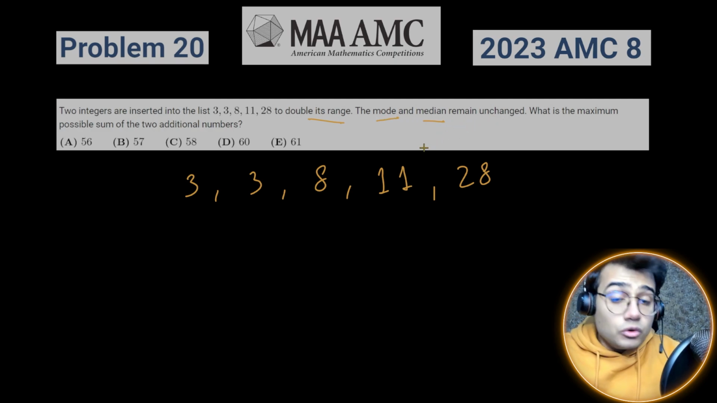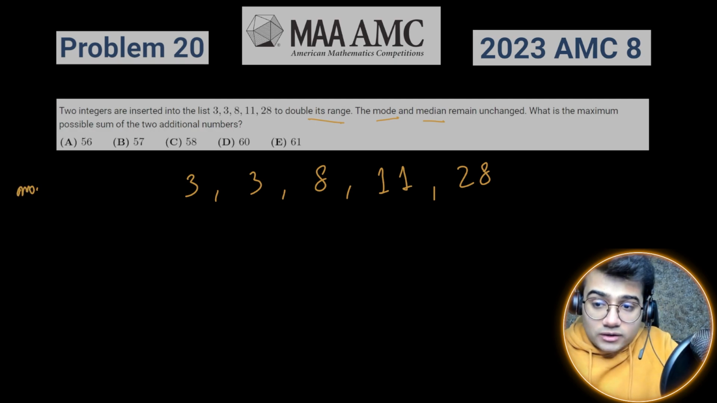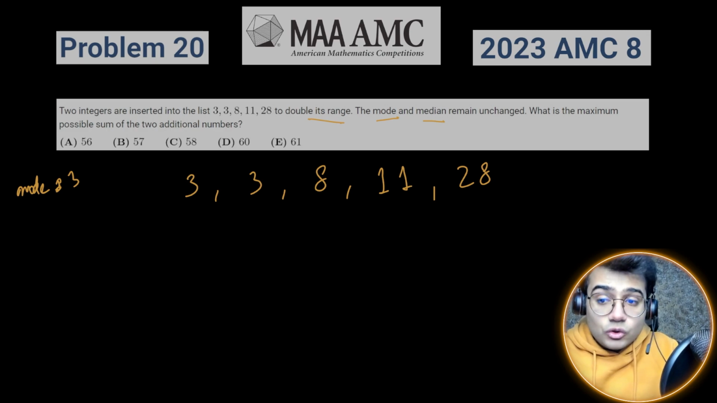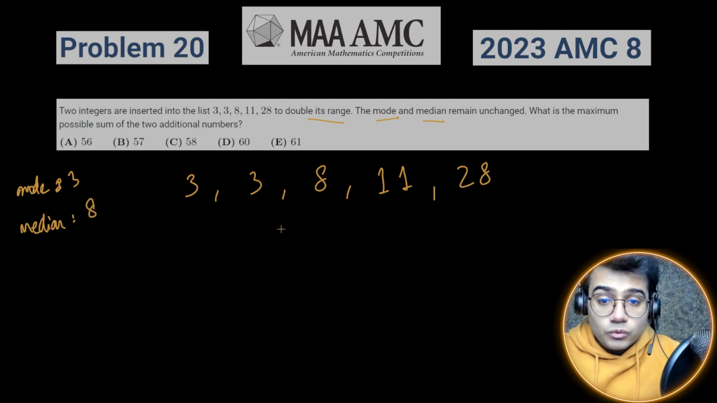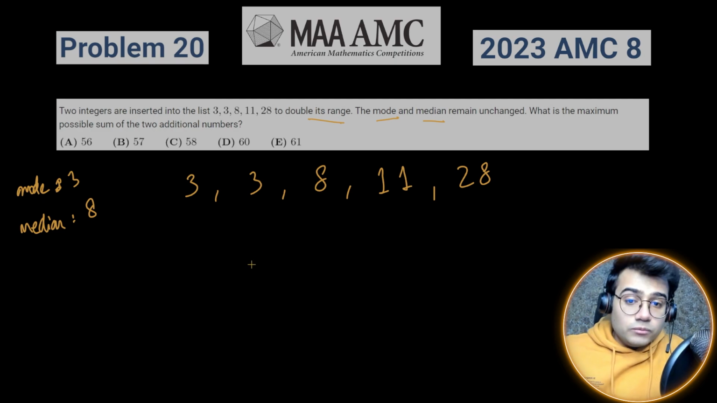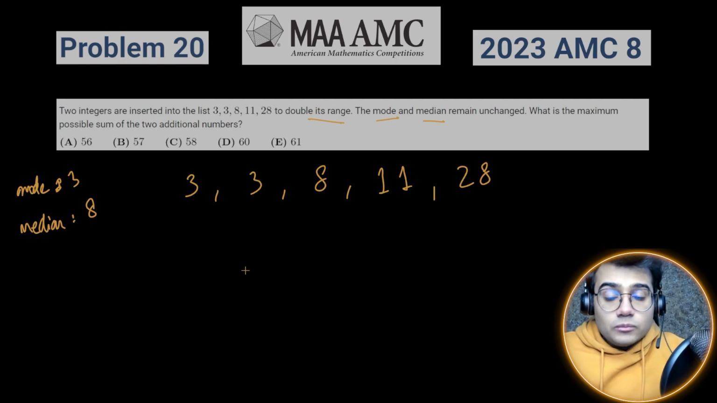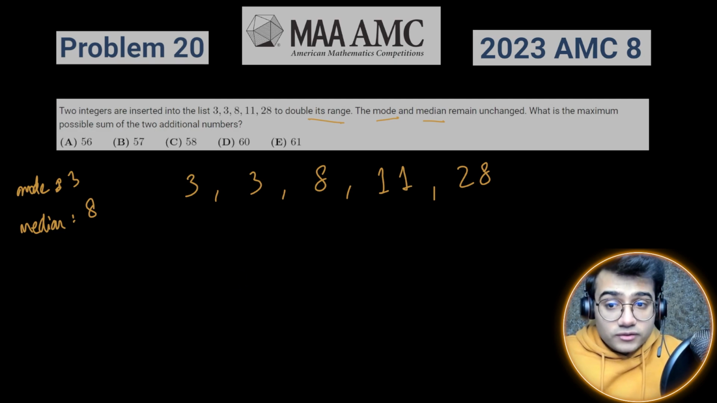So what is mode? Mode is the most frequent term. So the most frequent term right now is 3. That means there is no other repetition that can happen. No number can have 2 copies because that is going to change the mode. And the median right now, what is that? The median is the middle value when you arrange it in ascending order, and that's going to be 8. So if you add 2 more numbers and the median remains unchanged, well, that means that one number is to the right of 8 and one number is to the left of 8, right? Okay, now they want to find those 2 numbers such that their sum is the maximum possible.